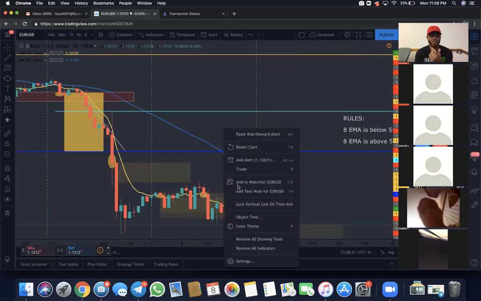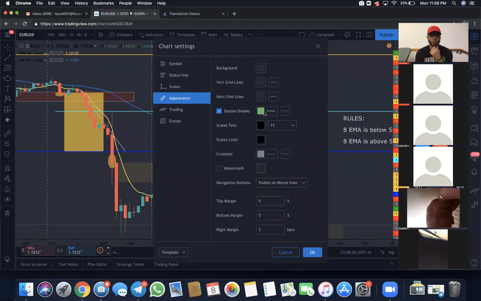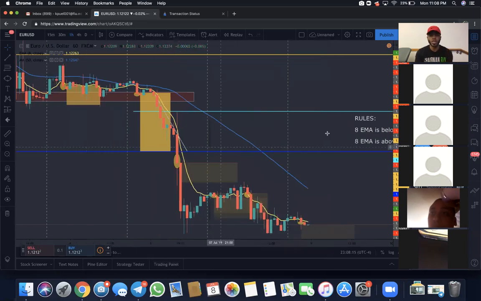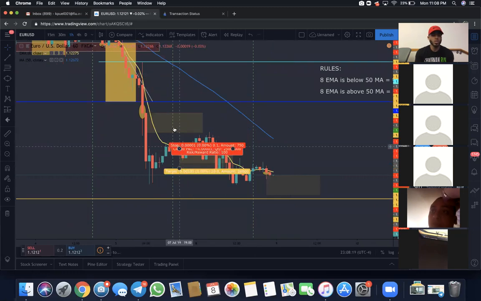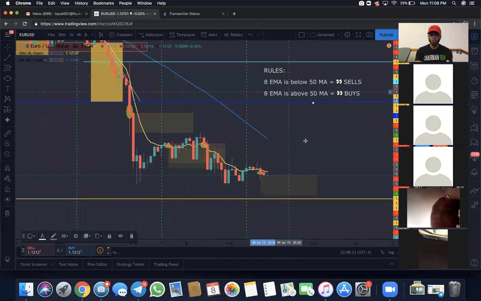To turn on these session breaks, just come into the settings tab of your platform and click on the session breaks tab. Put these little lines as dotted or dashed, whatever you prefer, and pick a color, and just make it so you can see it. This is going to be a very easy thing to look at. We're only going to be using the 1 hour time frame here. And so these are the rules to the strategy, okay, guys?